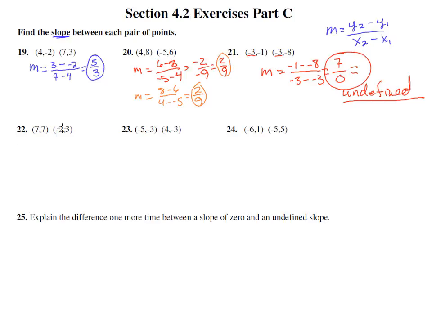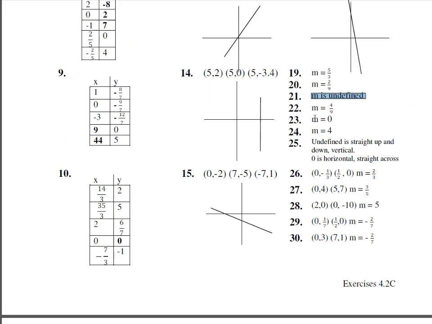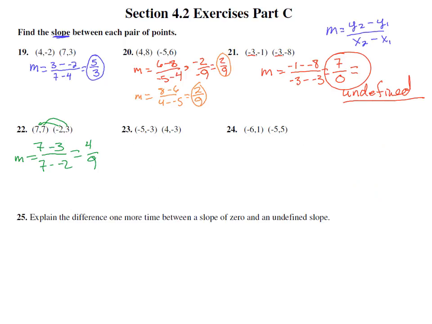Take y minus y, make sure the y's are on the top, so 7 minus 3 over 7 minus a minus 2. And you could subtract it the other way, saying 3 minus 7 and negative 2 minus 7 there. But 7 minus 3 is 4. 7 minus a minus 2 is 9. Let's check that answer. And we get 4/9. Correct.